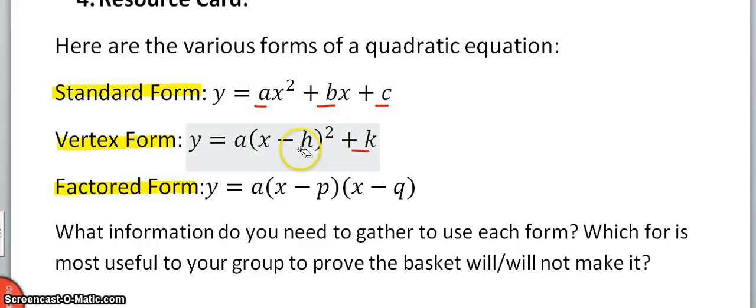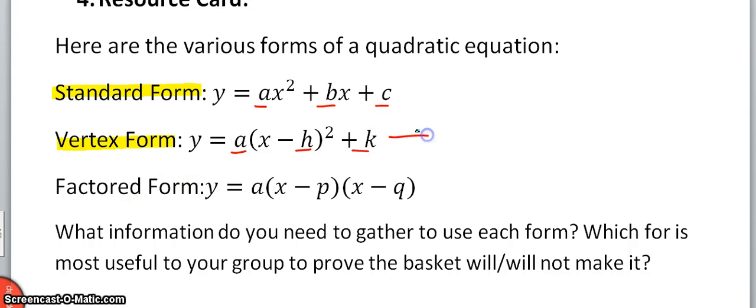Our next equation is called vertex form. Okay, so when you have vertex form, this is the form that we looked at when we were working with transformations. So remember, your H and K shift horizontally and vertically. Your A will reflect the parabola up or down, and it will also tell you how narrow or skinny the parabola is. Now the question becomes, what information do you need to know each form, or what's more useful?